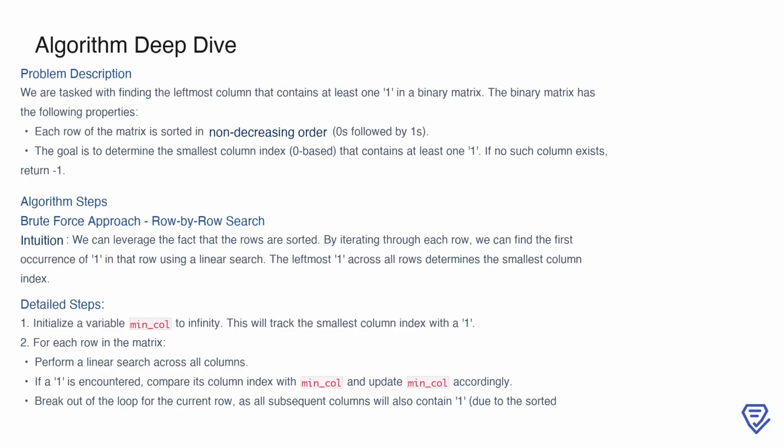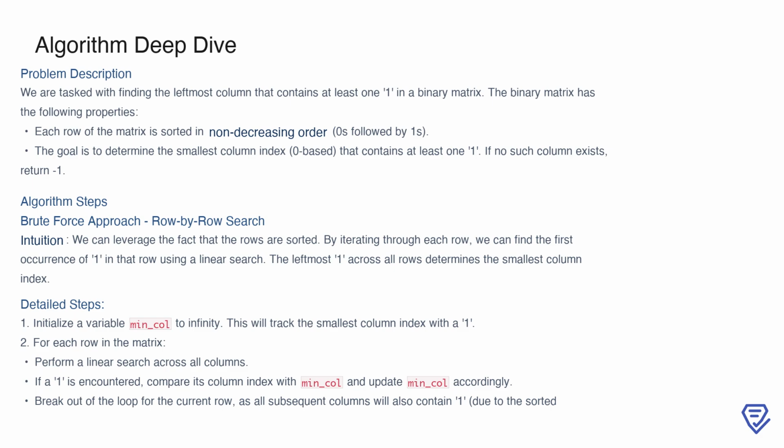To begin solving this, we can use a brute force approach. The intuition behind this method is to leverage the sorted rows. By iterating through each row, we can perform a linear search to find the first 1. Once we find a 1, we can stop searching further in that row, as all subsequent columns will also contain 1s. The leftmost 1 across all rows will give us the result.